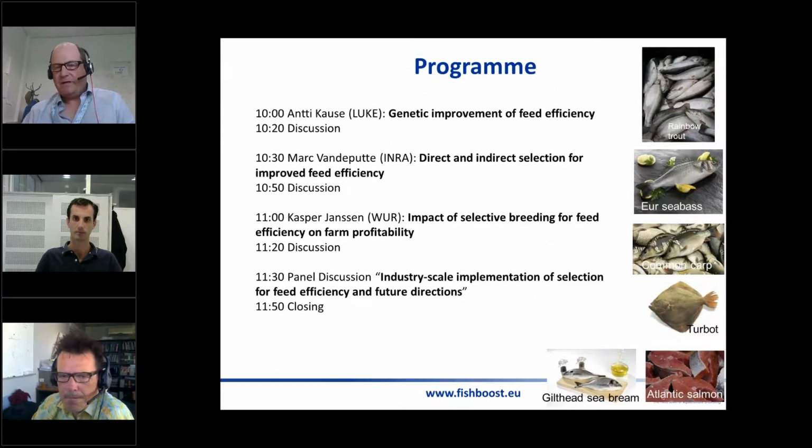If we summarize the program shortly, I will talk first. There's a short discussion. Mark will continue from where I stop, and there's a discussion again. Then Kasper Jansen from Wageningen will talk especially about the economics. There's a short discussion, and then we end up with the panel discussion.